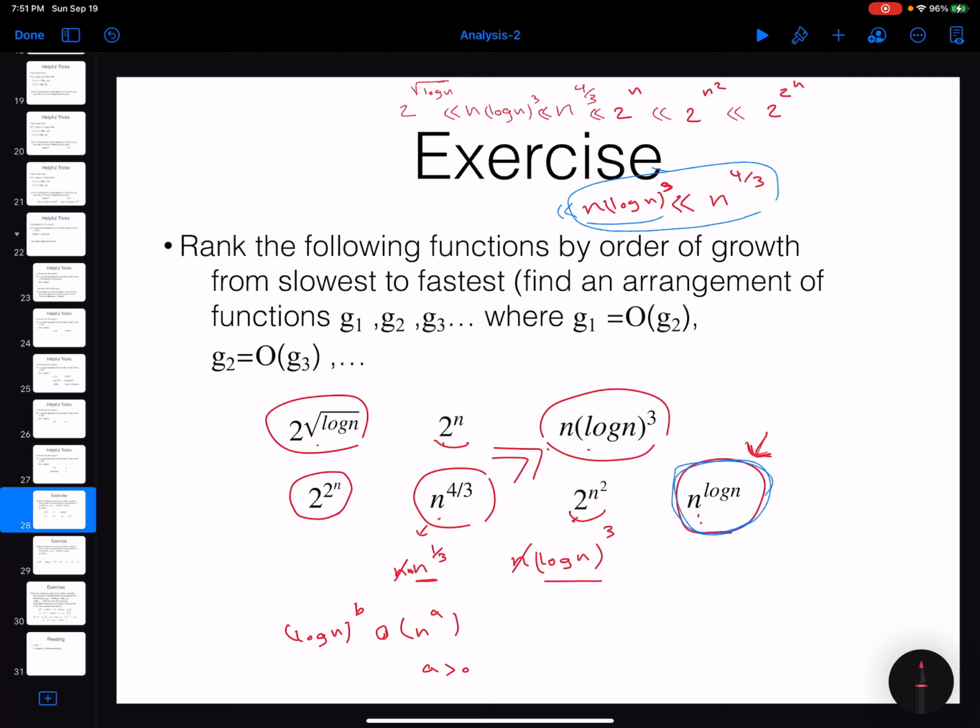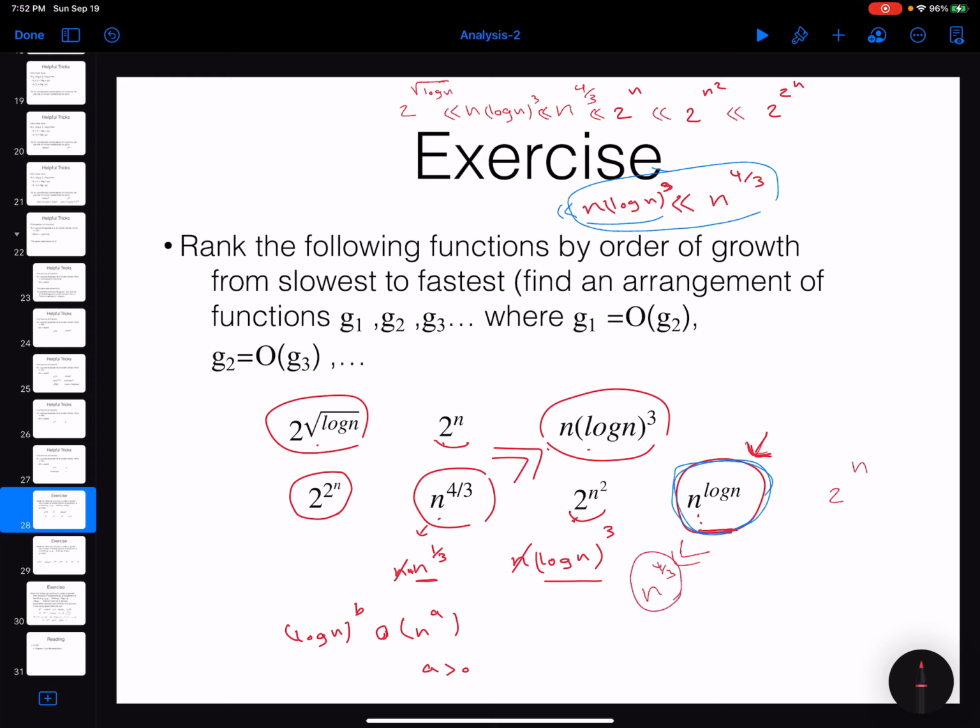To do this, I can, in fact, compare n to the power of log of n to 2 power n, okay? Because so far I know that n to the power of log of n is going to be strictly greater than n to the power of 4 divided by 3. This is going to be faster. I think that's just clear.